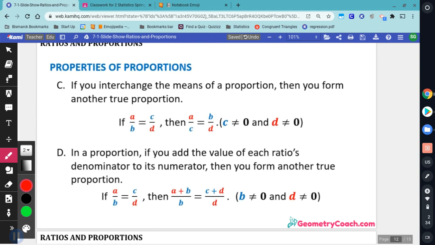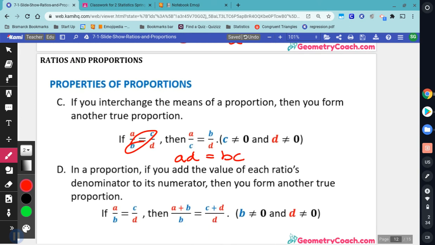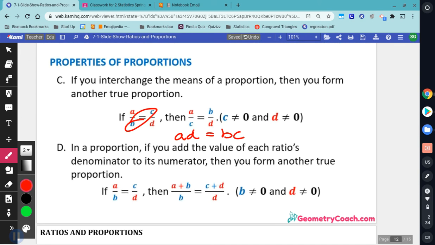It says if you interchange the means of a proportion, then you form another true proportion. So all they did was they flipped the B and the C, and when you cross multiply that, you still get the exact same thing. It's still AD times BC. That's why those are still true.